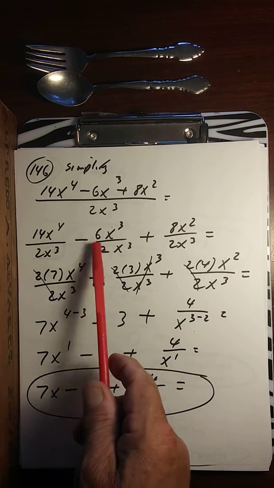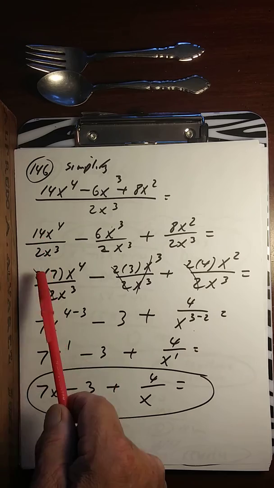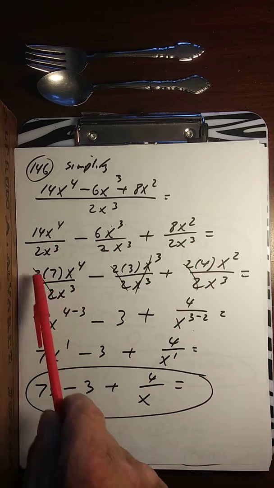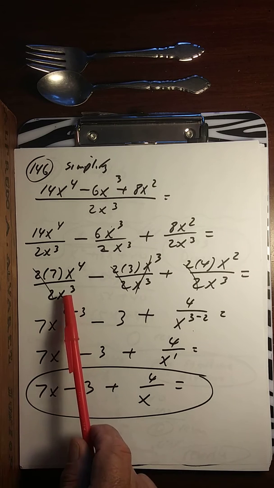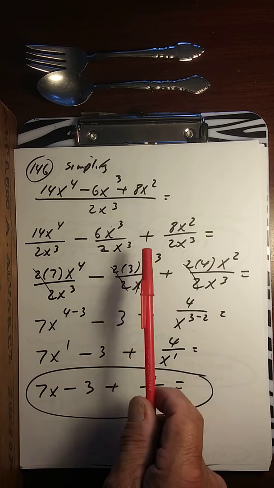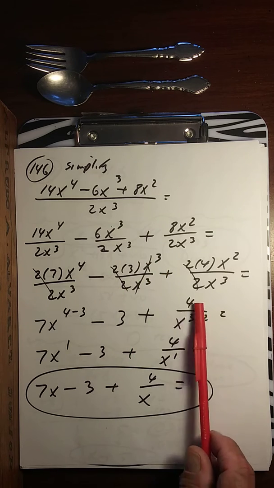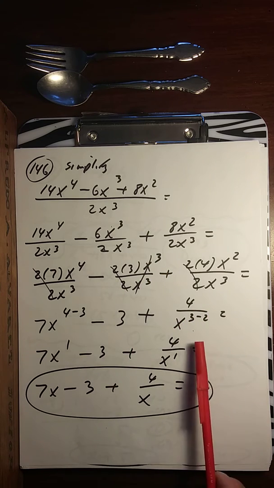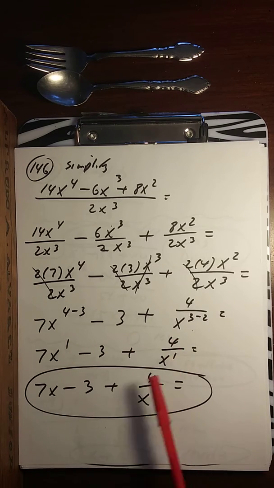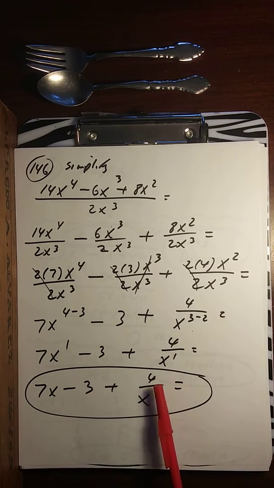Write this as 3 fractions again. So we have 2 times 7 is this, 2 times 3 is this, 2 times 4 is that. Now these cancel, cancel, cancel. Left over is 7. 3 power from that. It's going to be 7x to the 4 minus 3 minus 3. That's it. It's gone. Plus 4 over x to the 3 minus 2. So now it's going to give you 7x to the 1 minus 3 plus 4 over x to the 1. So now 7x minus 3 and 4 over x.